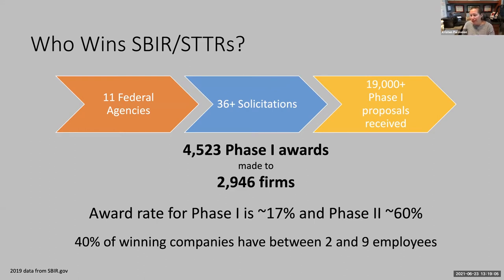If we average all of the agencies together, you're looking at about a 17% award rate on phase one submissions. And for phase two, that goes up to about 60%, a little lower for some agencies. NIH is running a little bit lower for phase two submissions. But some agencies claim, I don't have any statistics to back this up, but for example, National Science Foundation claims if you participate in their I-Corps program, your phase two award rate goes up to as high as 75 to 80%.